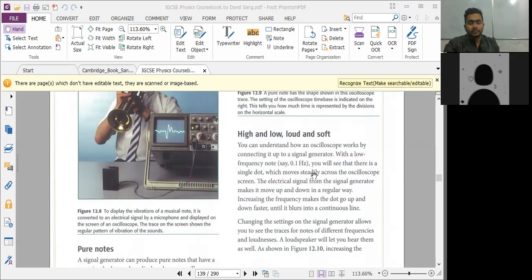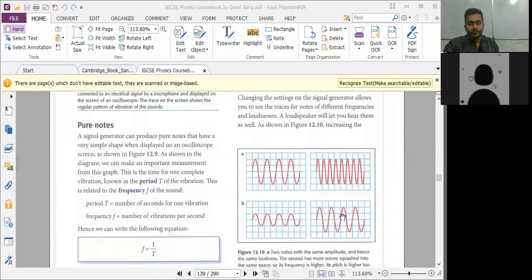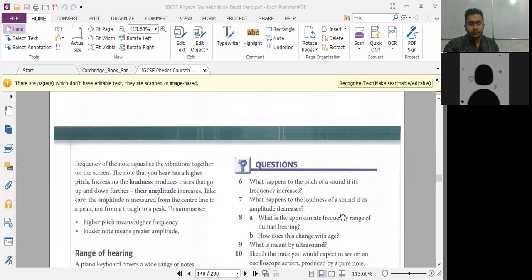Increasing the frequency of the notes causes the vibrations to be closer together, so the note that you hear has a higher pitch. Increasing the loudness, the amplitude increases. Take care, the amplitude is measured from the center line to a peak, not from a trough to a peak. To summarize, high pitch means high frequency, louder note means greater amplitude. Clear? Yep.